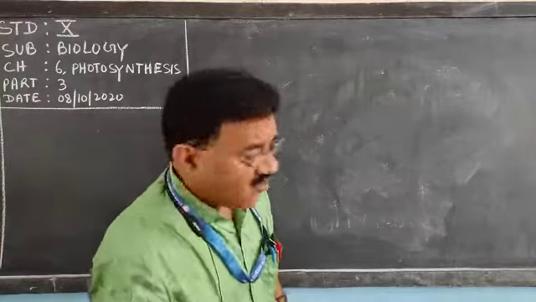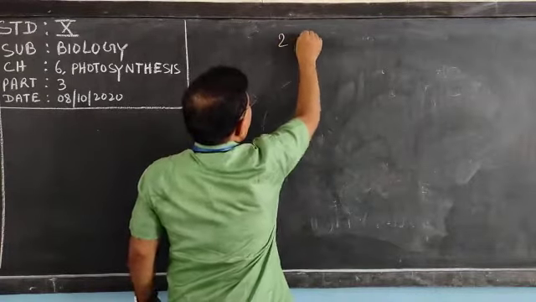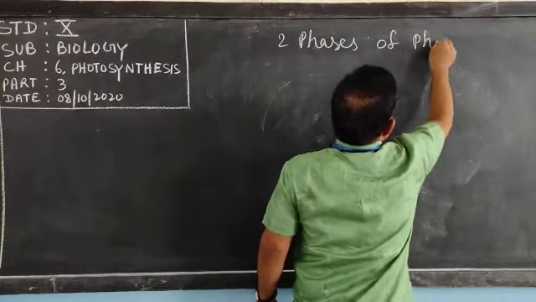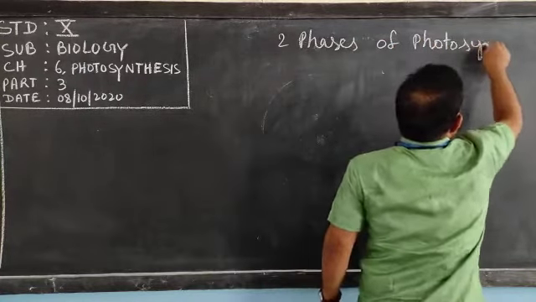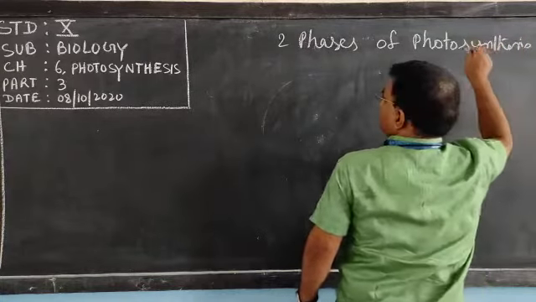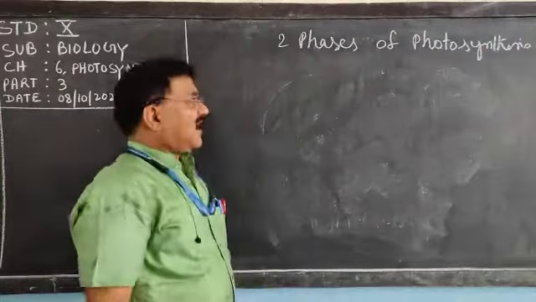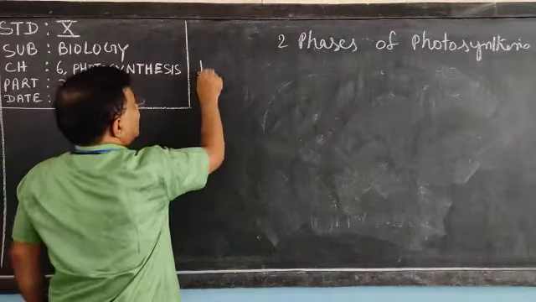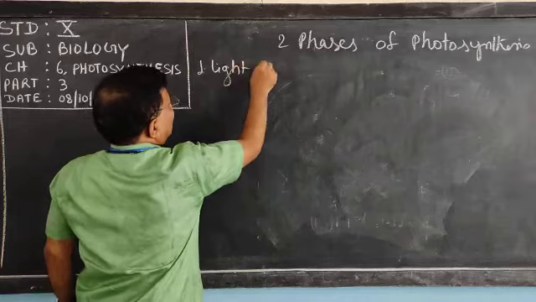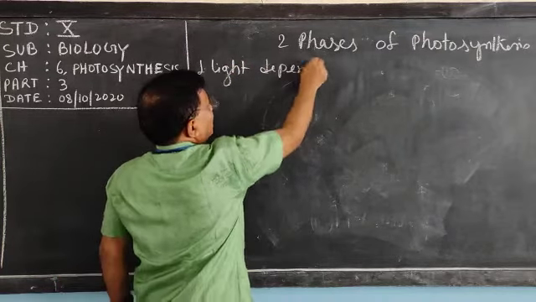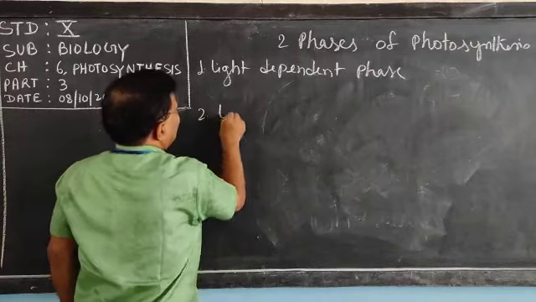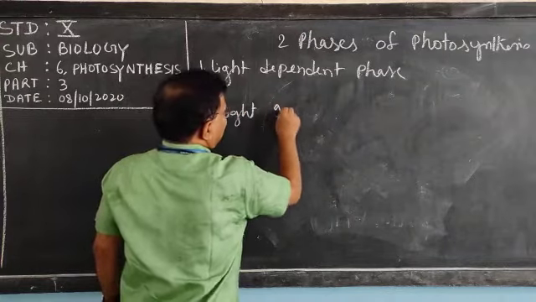We have discussed two phases of photosynthesis, and those two phases are the light dependent phase and the light independent phase. Number one is the light dependent phase, and number two is the light independent phase.